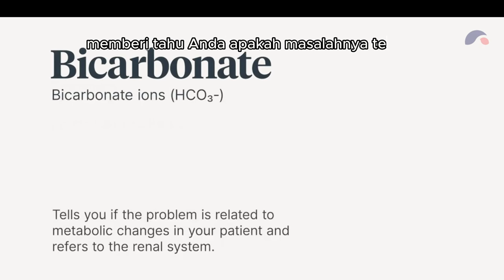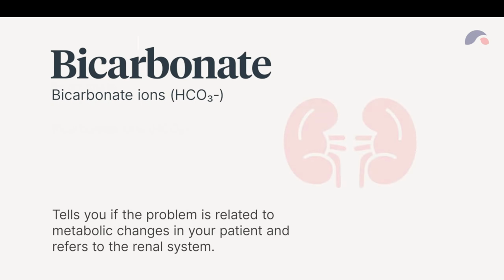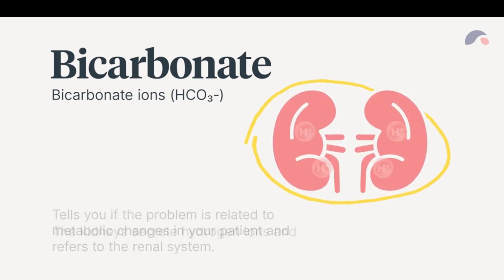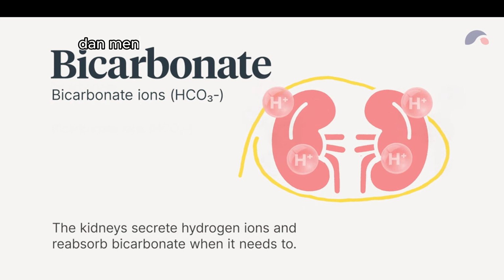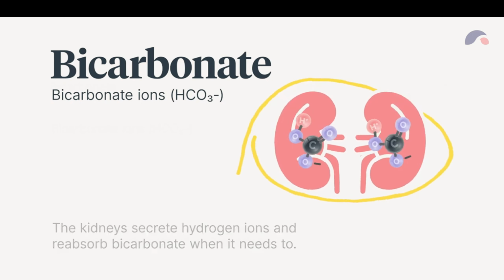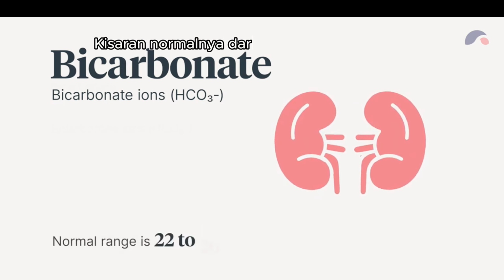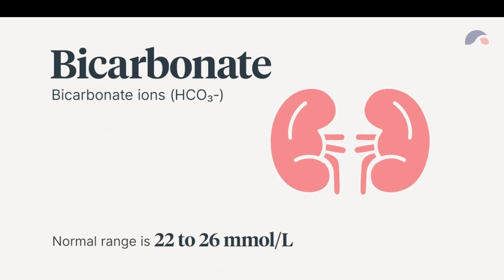Bicarbonate. Bicarbonate ions, or HCO3 negative, will tell you if the problem is related to metabolic changes in your patient and refers to the renal system. The kidneys secrete hydrogen ions and reabsorb bicarbonate when it needs to. The normal range is 22 to 26 millimoles per litre.